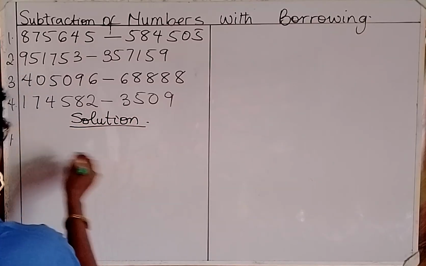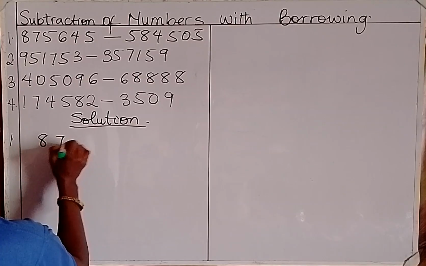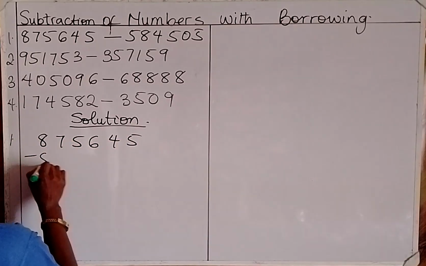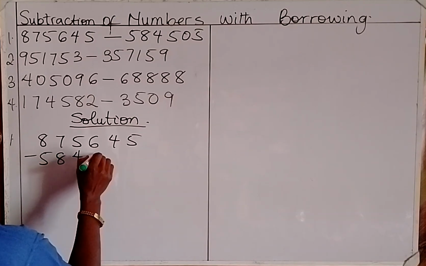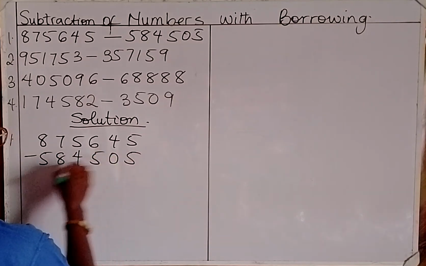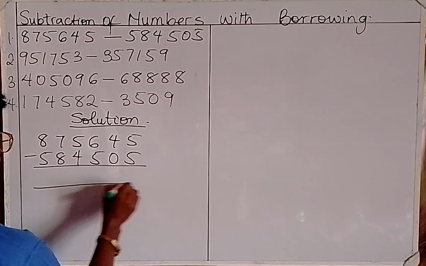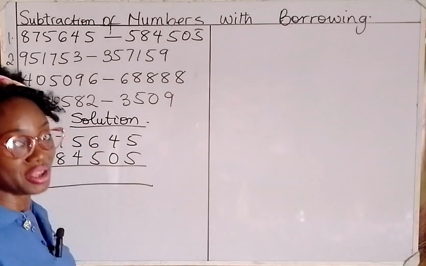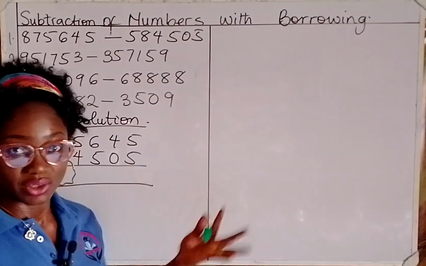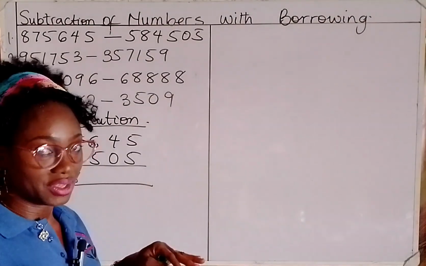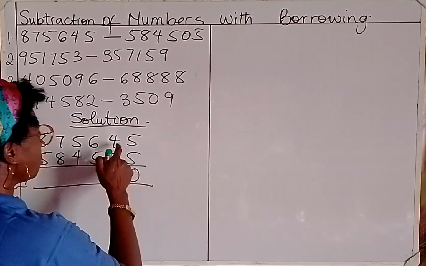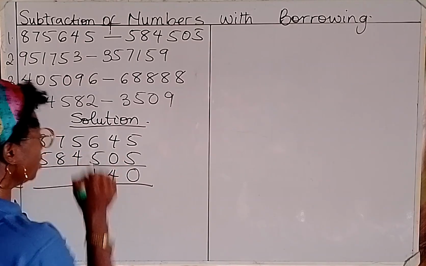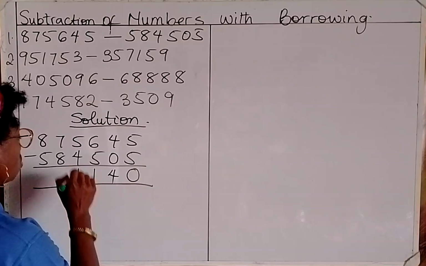Question 1. We have 875,645 minus 584,505. Then we subtract. 5 take away 5 is 0. When you have 5 apples and you give out the whole 5 apples, what are you left with? Nothing. Now that's 0. 4 take away 0 is 4. 6 take away 5 is 1. 5 take away 4 is 1.